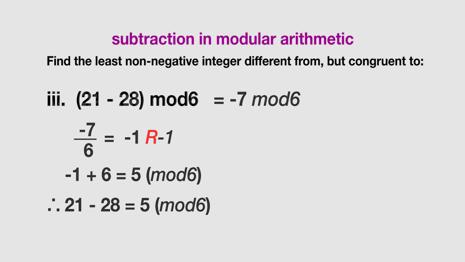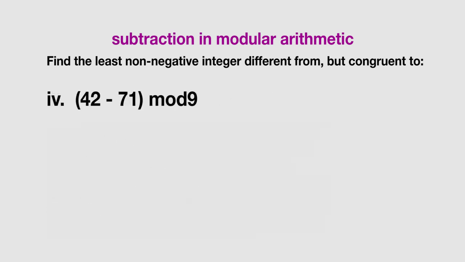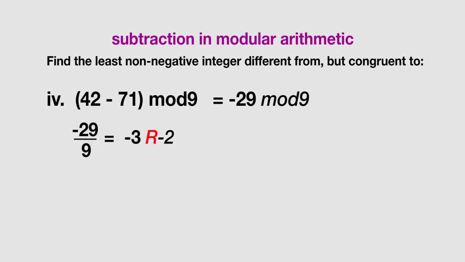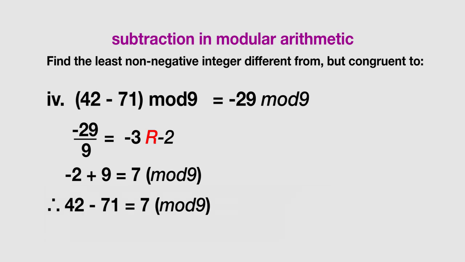The next question is 42 minus 71 mod 9. Find the difference. You get negative 29 in mod 9. Changing, we divide negative 29 by 9 and we get negative 3, remainder negative 2. And negative 2 plus 9 gives us 7 in mod 9. And so 42 minus 71 is equal to 7 mod 9.